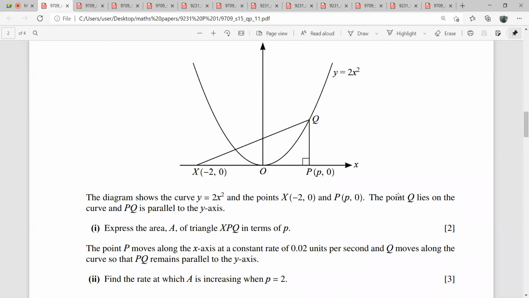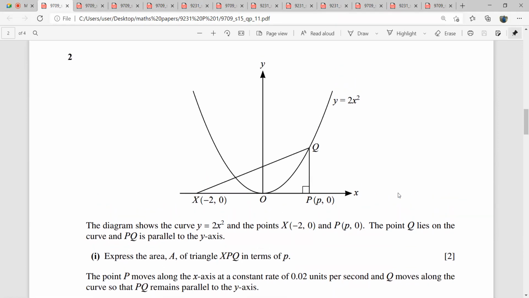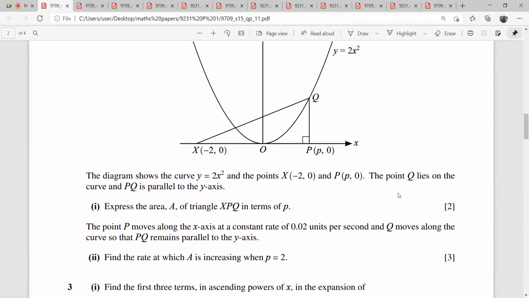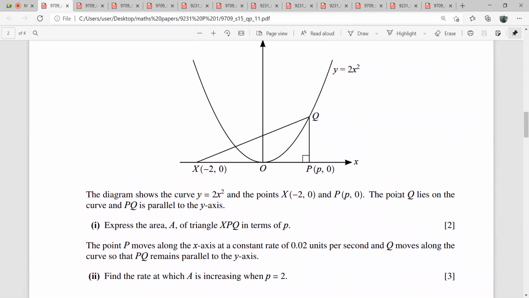This question is from June 15, variant 11, question number 2. We are given that the diagram shows the curve y equal to 2x squared, the point X which is minus 2, 0. The point P is P comma 0. The point Q lies on the curve and PQ is parallel to the y-axis. So he's trying to be clever with hiding the coordinates of Q. So let's write them quickly. The coordinates of Q should be P comma 2P square. That is the first thing that will lead you to the solution of this part 1.